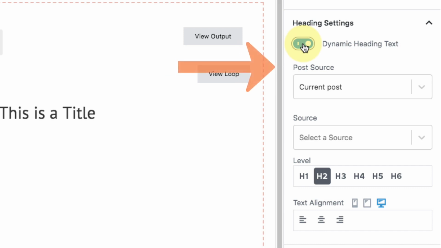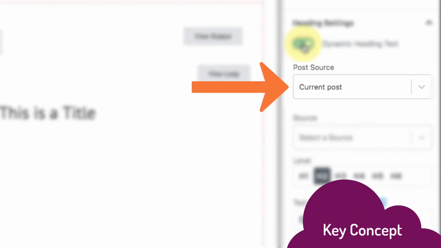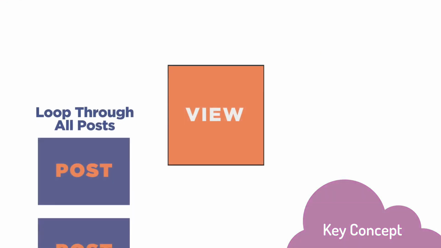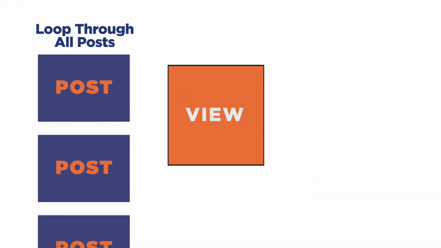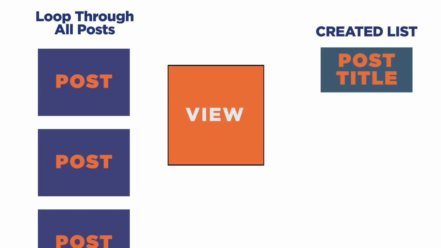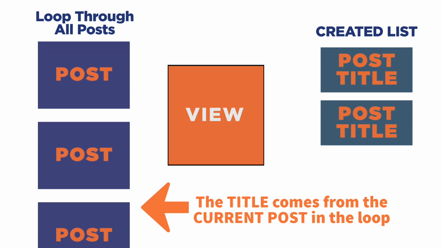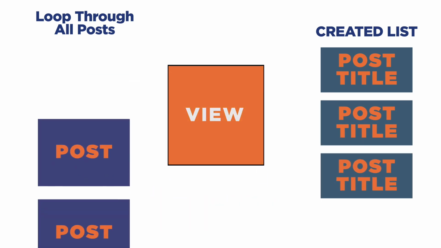We're going to keep the post source as current post. Now, I know that can be confusing, because you might be thinking that the entire page we're on is the current source, but it's not. We're creating a loop that pulls in various gym posts. So it's going to get the title from the current post in the loop. That's the actual source.